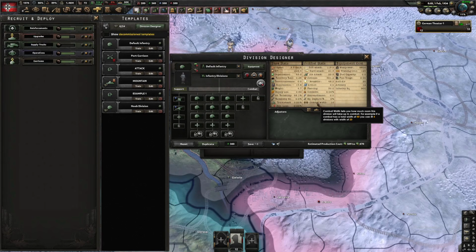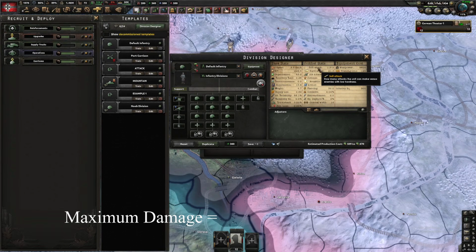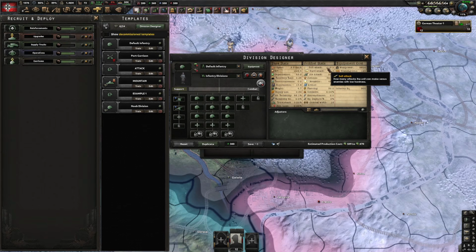The first is what I like to call maximum damage. Simply put, it's the total damage that your division can output during a combat. It's the organization multiplied by the soft attack. What's important here is not the number itself, but understanding what this means for your divisions.